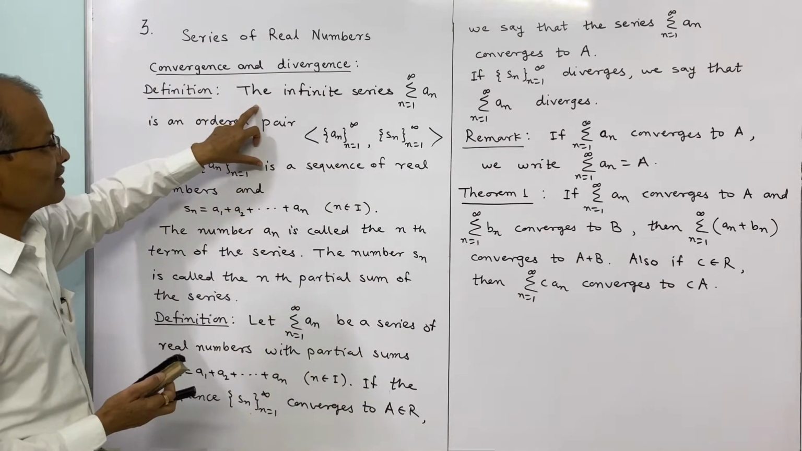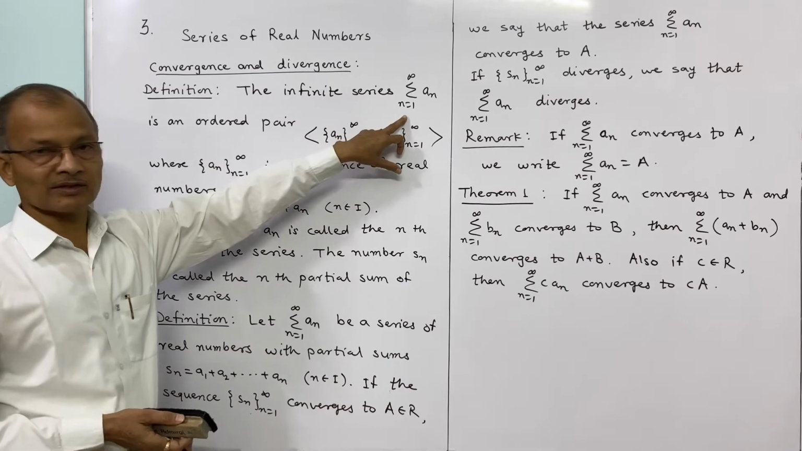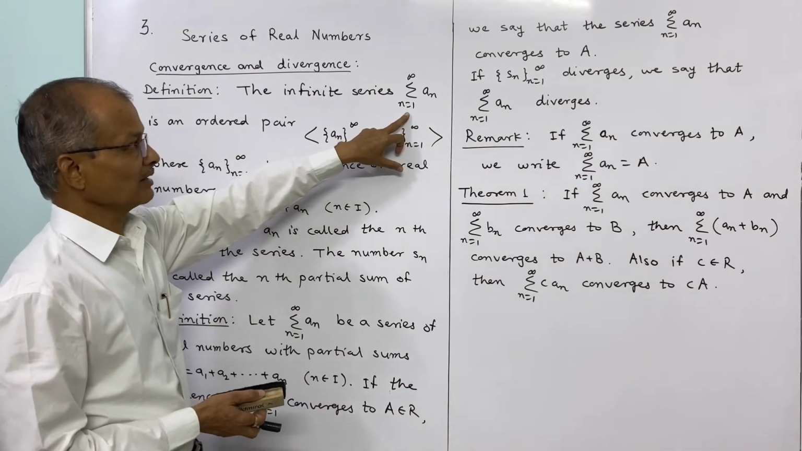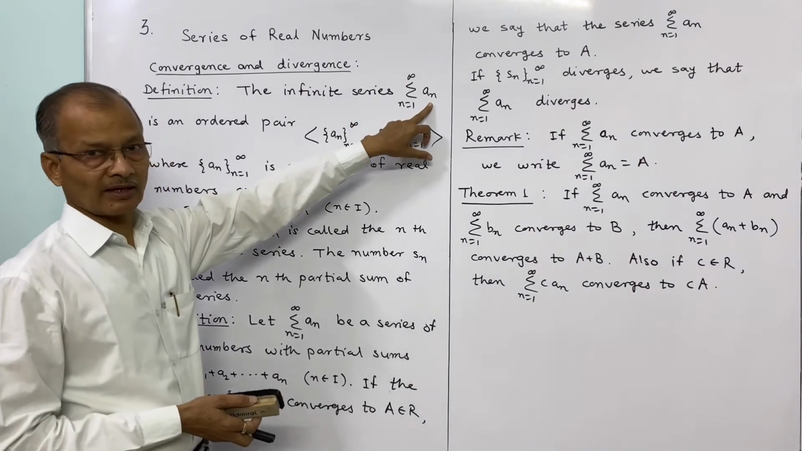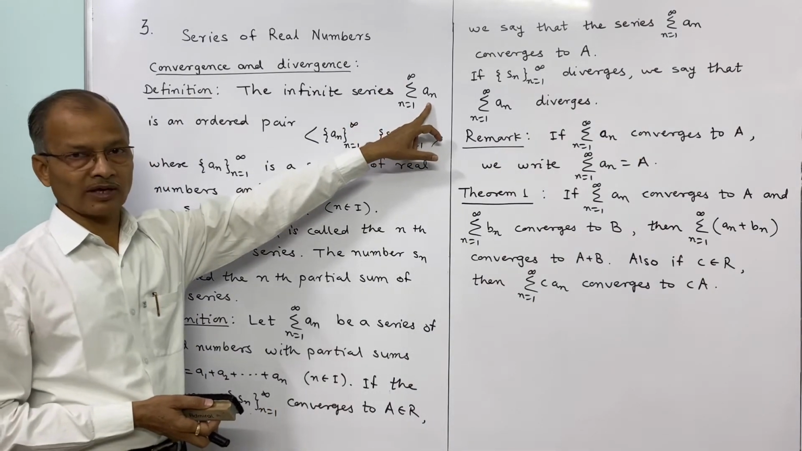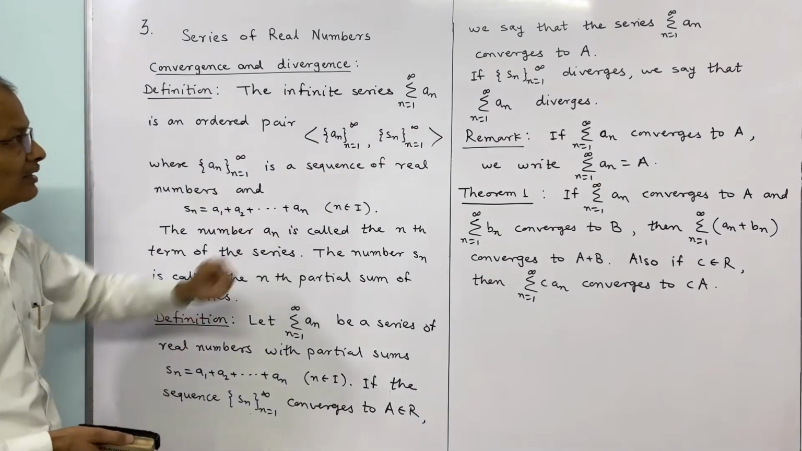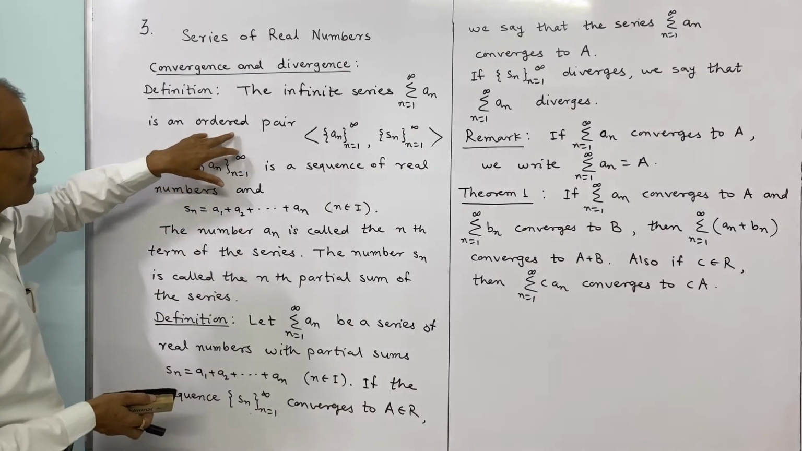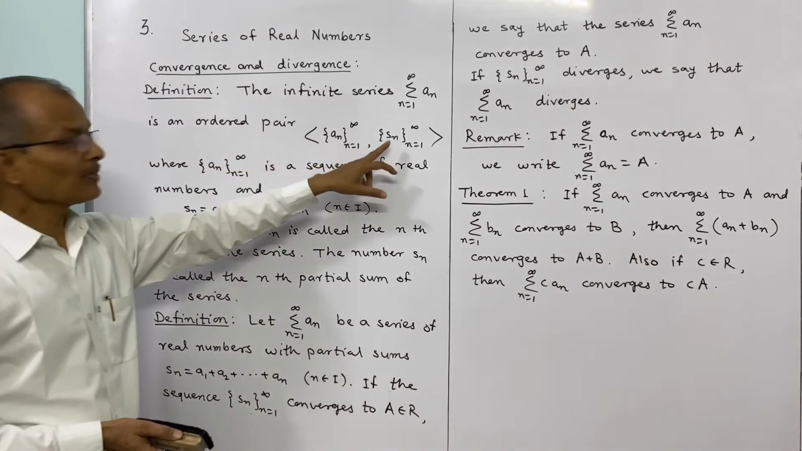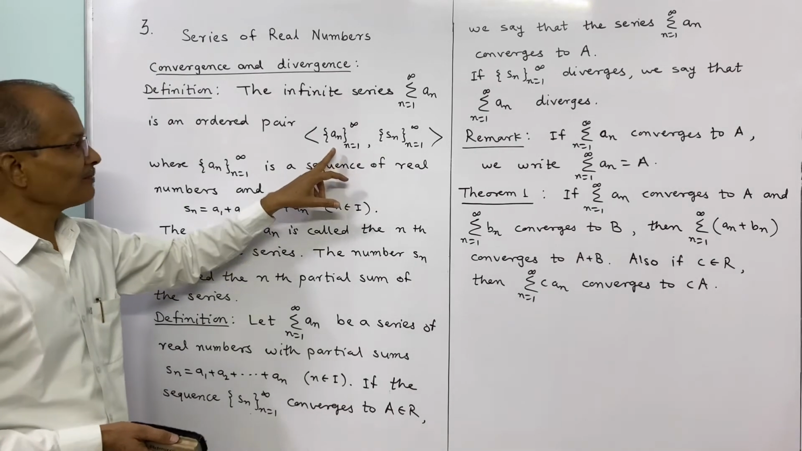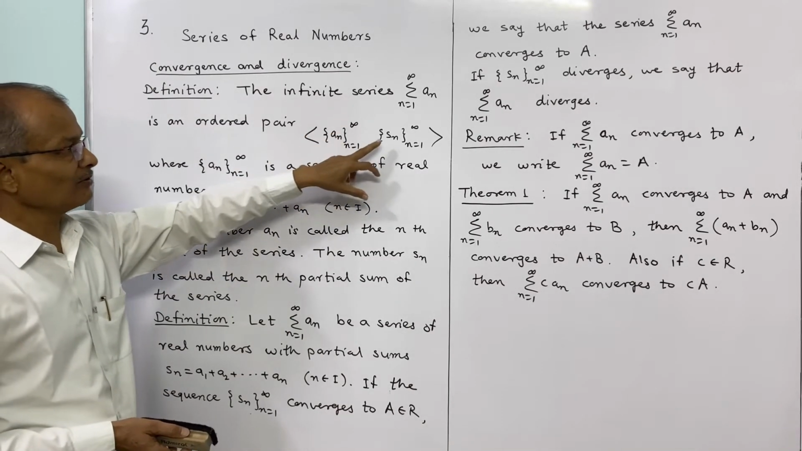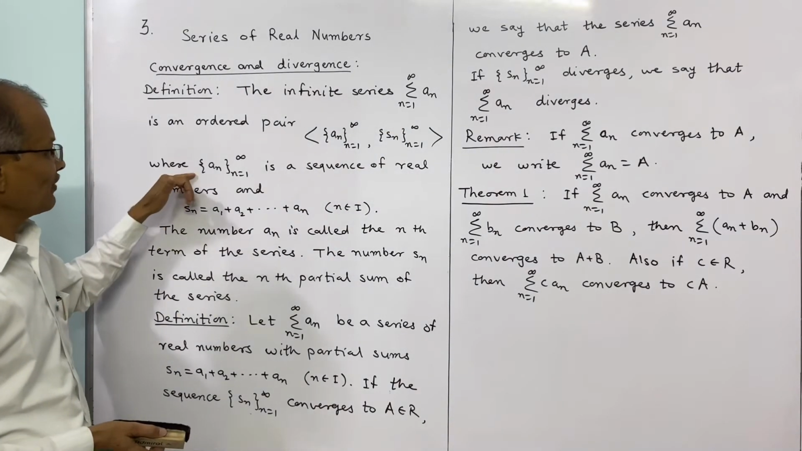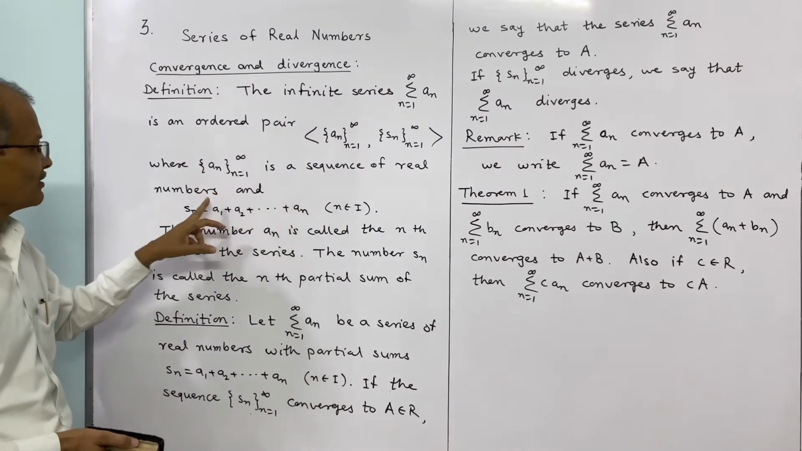The definition is the infinite series, which is denoted by this notation sigma. Capital sigma stands for summation, and n takes values from 1 to infinity, an. Summation is taken over an, n takes values from 1 to infinity. This is the notation for infinite series, and this is an ordered pair of two sequences. First is an, n takes value from 1 to infinity, and second sequence is Sn, n takes value 1 to infinity, where an is a sequence of real numbers.